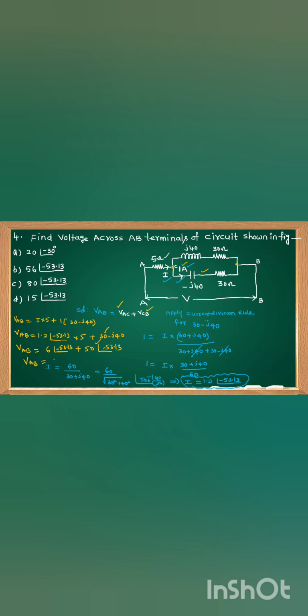And what is VAB, students? Take the minus 53.13 as common. 6 plus 50 at angle of minus 53. Then what is VAB? 56 at angle of minus 53. That is 56 at angle of minus 53. Like this you have.